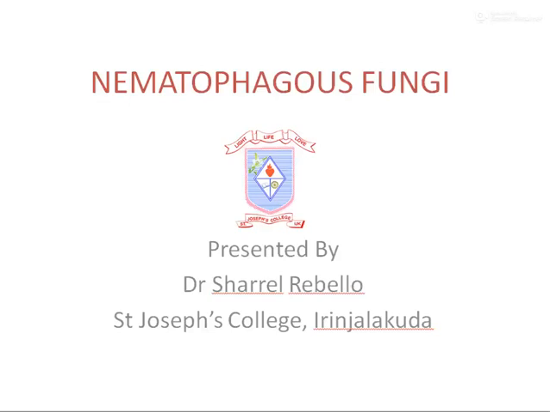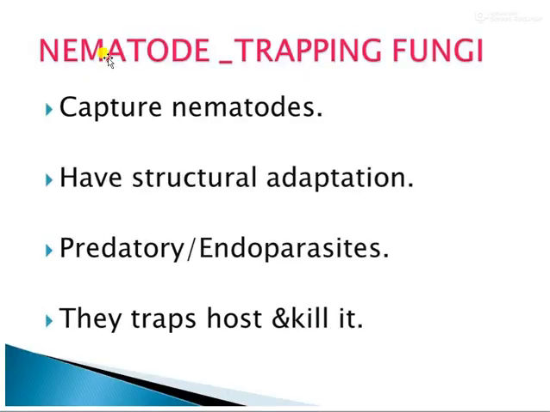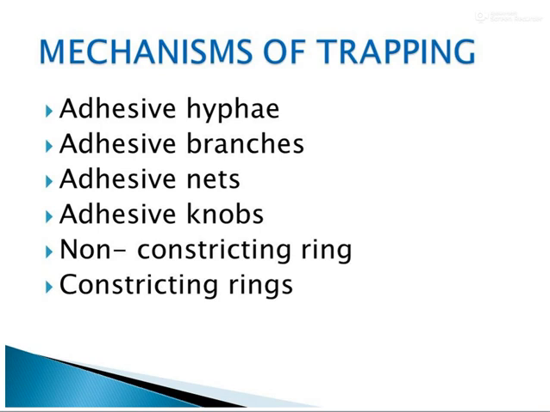Welcome back, dear students. In this session, we will be talking about the different types of trapping methods of nematophagous fungi. Either they can capture nematodes by some structural adaptations, and sometimes they could be predatory, and sometimes they could also be endoparasitic to fungi, and they could trap the host and kill it. So the mechanisms of trapping, as we had told earlier, could be adhesive hyphae, branches, nets, knobs, as well as rings, which could be either constricting or non-constricting.